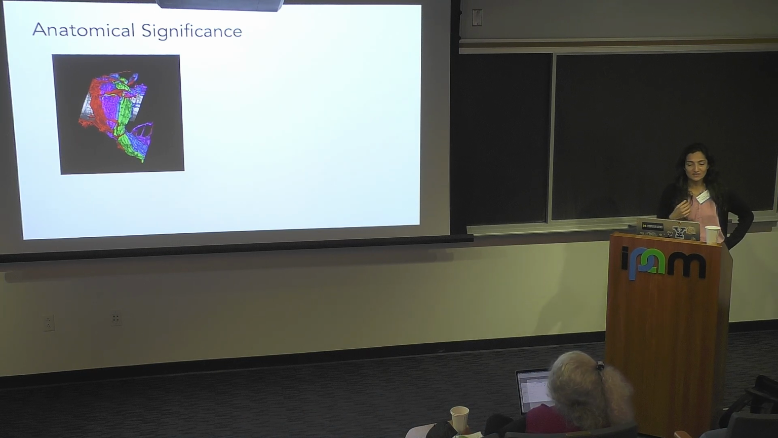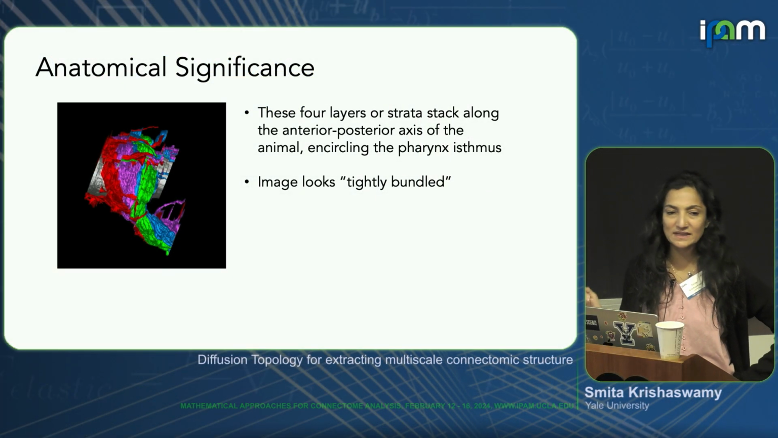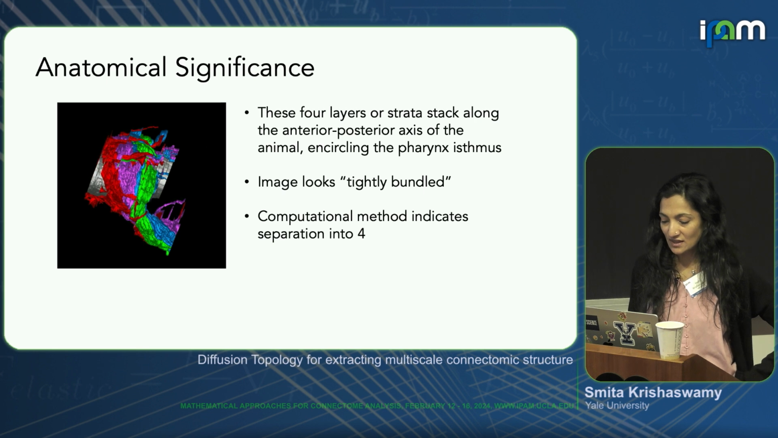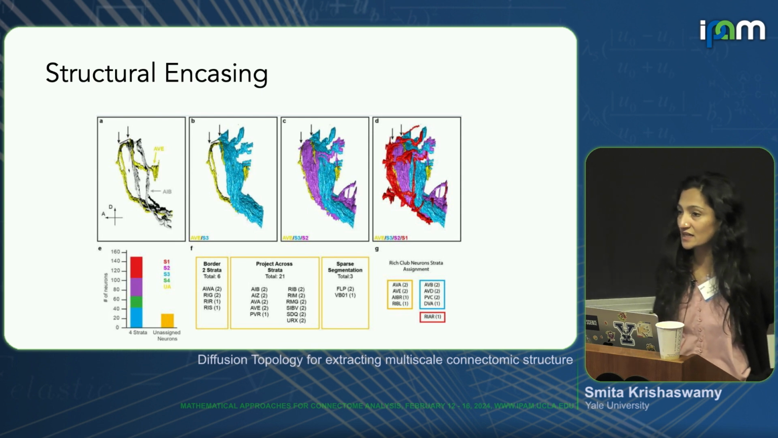So what is the significance of these 4 strata? It turns out that there is some anatomical and structural significance to these. The 4 strata or layers stack along the anterior posterior axis of the animal. And when you just look at them in images, they look really tightly bundled. So you might think there's no structural separation, but the computational method indicates that. So our collaborators did further study of this.